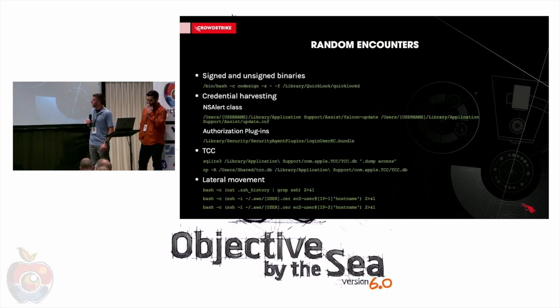So a couple random encounters that we had that didn't really fit neatly into either one of those intrusions. We've seen them use a variety of signed and unsigned binaries. So I mentioned the one binary, the payroll system loader that they had, was ad hoc signed. That tends to be a pretty common thing for them. A lot of their binaries just aren't signed at all. And we have seen them use legitimately signed binaries, where they've compromised somebody's team ID and use that to sign their own binaries.